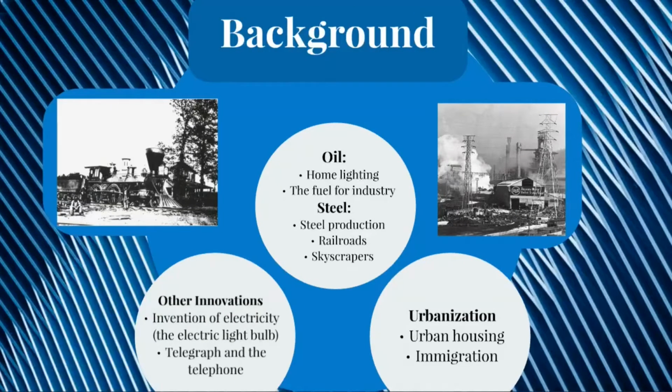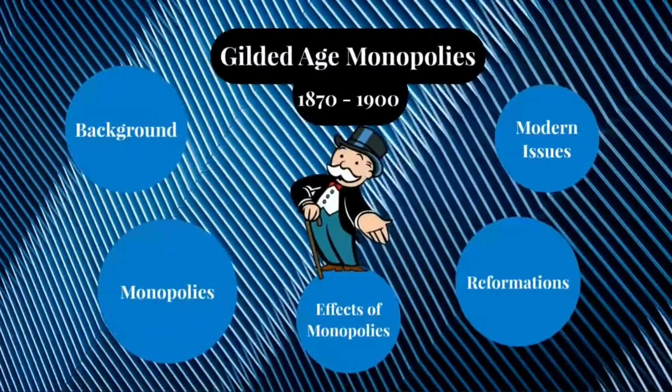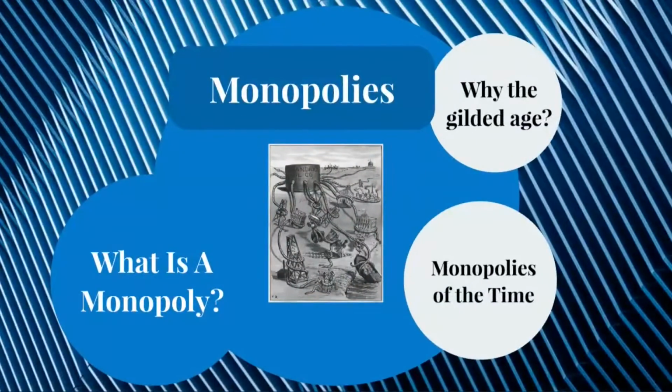The importance of all of these details is that many large businesses use these innovations to exponentially scale and become monopolies or trusts. So that brings us to our second topic, which is the monopolies. So first of all, what is a monopoly? A monopoly is formed when a business consolidates or strengthens their market position by eliminating their competition.